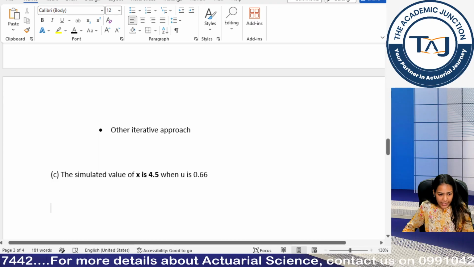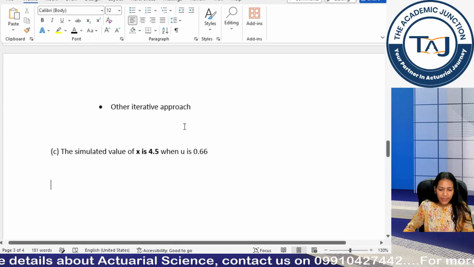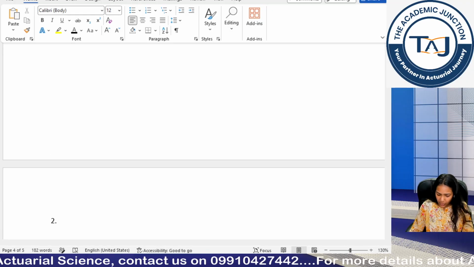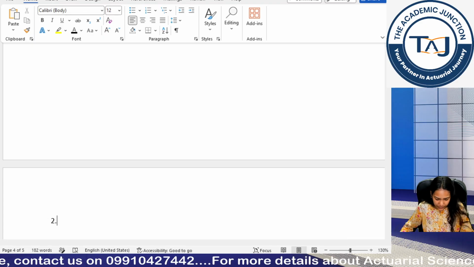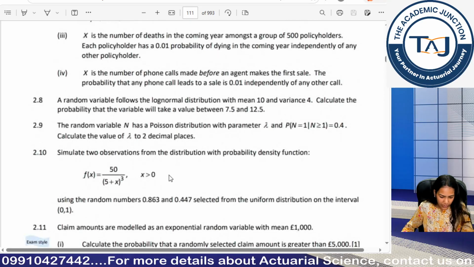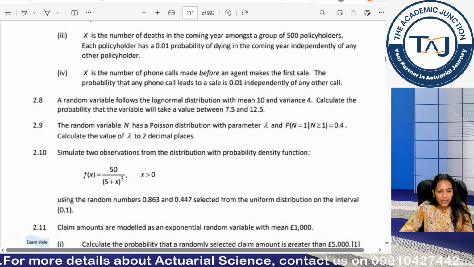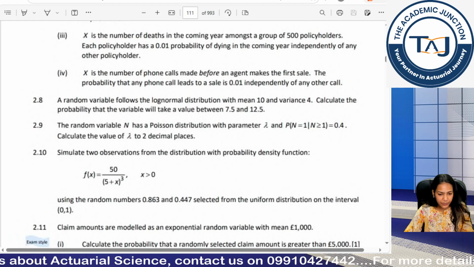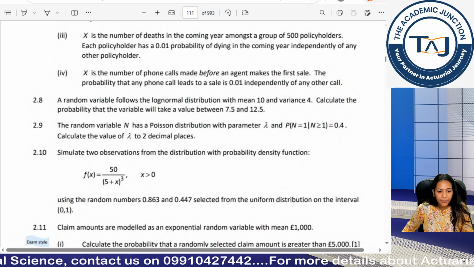We would move forward to our next question. Again, remember, for moving to a new question, what I suggested was Control Enter. We will be doing question number 2.8. Let's read it out. A random variable follows the log normal distribution with mean 10 and variance 4. Calculate the probability that the variable will take value between 7.5 and 12.5.